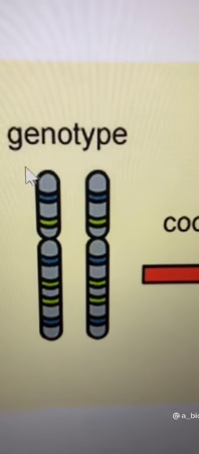Hey, why do you look the way that you look? Okay, bad wording, but let's talk about it. You have 23 pairs of these things called chromosomes. Sections of these chromosomes are called genes. Different forms of these genes are called alleles, and they make up a genotype.